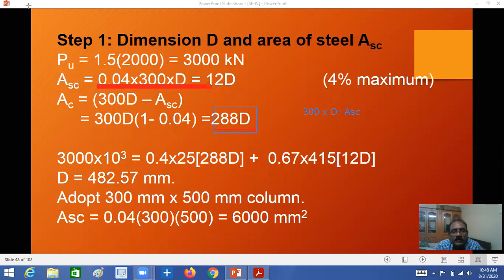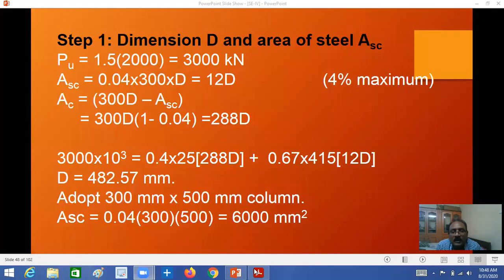So this is 0.4 into 25 into 28D plus 0.6. What is that? From this equation you have that: 0.4 fck Ac plus 0.67 fy Asc. Okay, you know this formula.